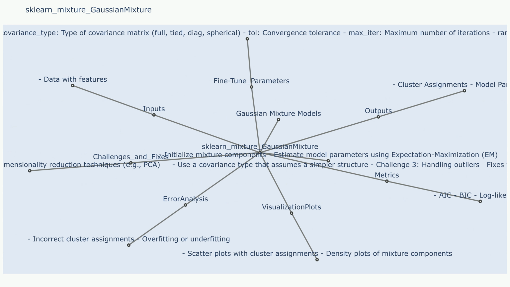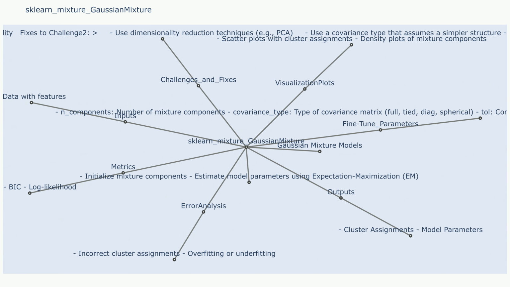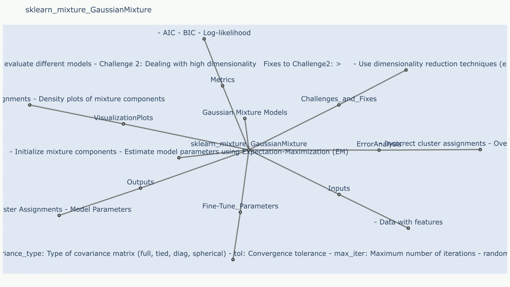Challenge 2: handling high-dimensional data. Sample use case: if the data has many features, the covariance matrices of the Gaussian components can become very large and difficult to estimate accurately. Fixes to challenge 2. Use dimensionality reduction techniques like PCA to reduce the number of features. Use covariance types like tied or diag that constrain the covariance matrices to have fewer parameters.